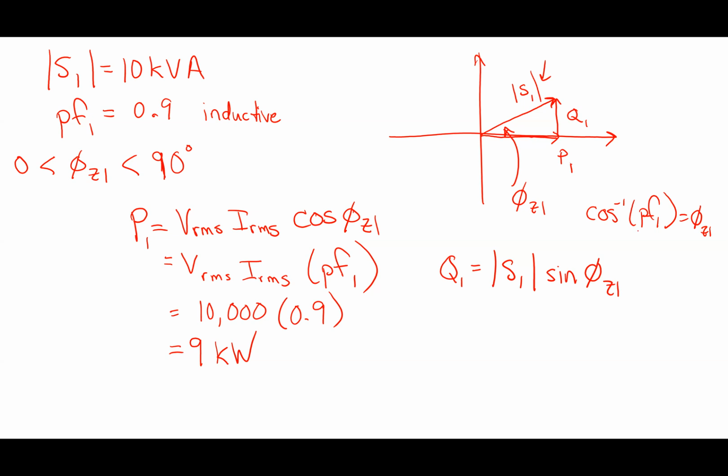So if I compute that angle, phi Z1 works out to be 25.8419 degrees. And Q1 works out to be 4.3589. What are the units? It's K something. K var, volt-amperes reactive. Okay. All right, so we'll keep going.